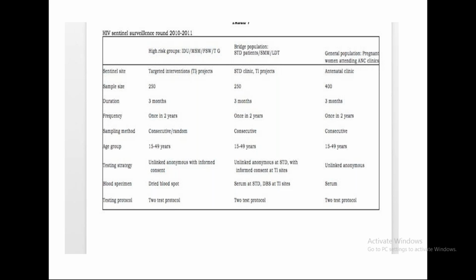So these are the sentinel sites, sample size 250 and 400, duration 4 months, frequency once in 2 years, sampling method consecutive, random, consecutive, age group 15 to 49. So all are equal age group, unlinked, anonymous and informed consent, dried blood spot, two test protocol. So these are the sentinel surveillance rounds where they have taken from different groups, that is high risk group, bridge population and general population.